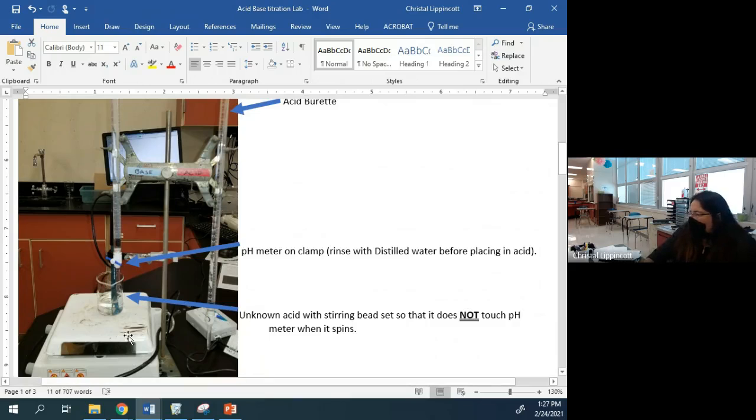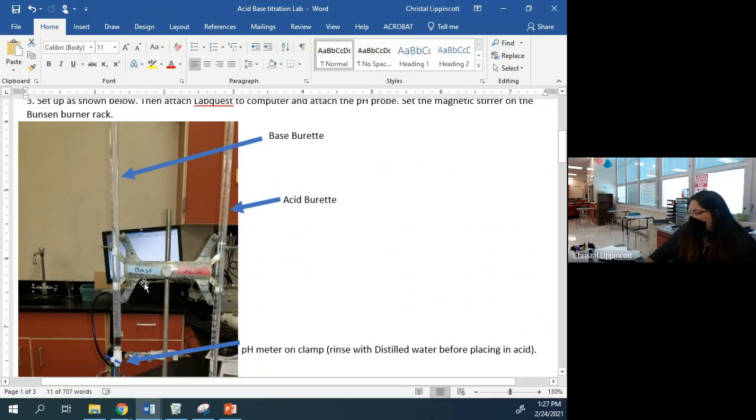Okay, but what you're going to be working with is your base set up here, and make sure that you have these labels done correctly. Put the base in this one, put the acid in this one, and use these labels. I use red for acid and blue for base. This is my base.